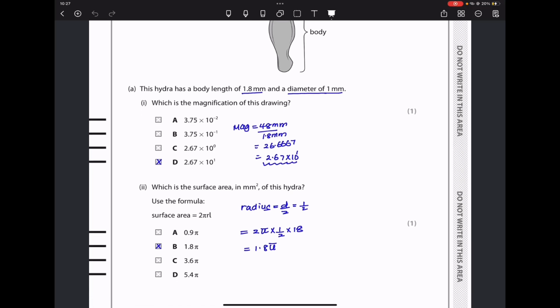Next, they say which is the surface area in millimeters squared of this hydra. They want you to use the formula surface area is equal to 2 pi RL. Of course, radius is going to be R and L is going to be the length. And since we're given the diameter, it means the radius is going to be half of that, which is 0.5. So our surface area is going to be 2 times pi times the radius times the length which we have, and that gave me 1.8 pi. That's my final answer, which is B.